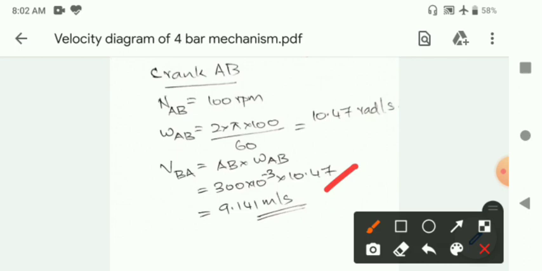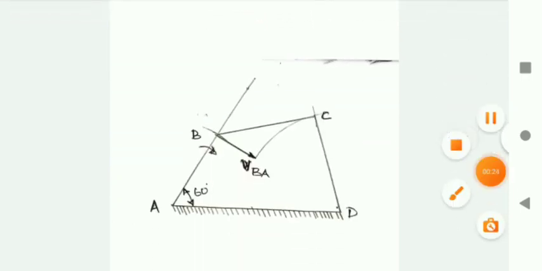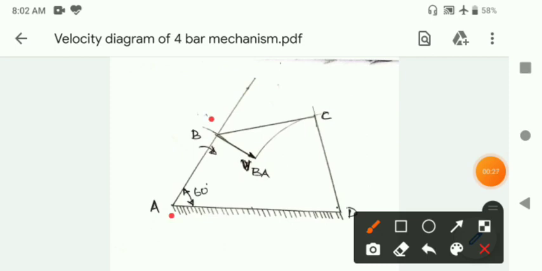So we now need direction. What is the direction of velocity of B relative to A? We know that the direction of velocity will be perpendicular to link AB. And since the link AB is rotating in the clockwise direction, that means the direction will be downwards.